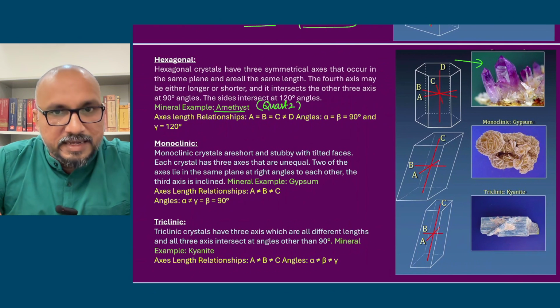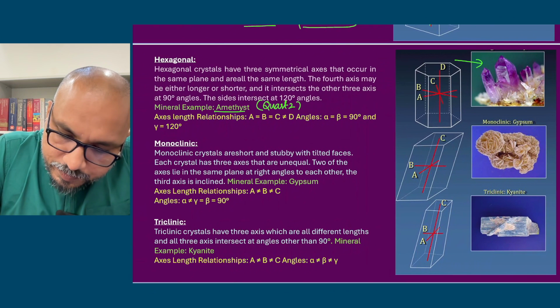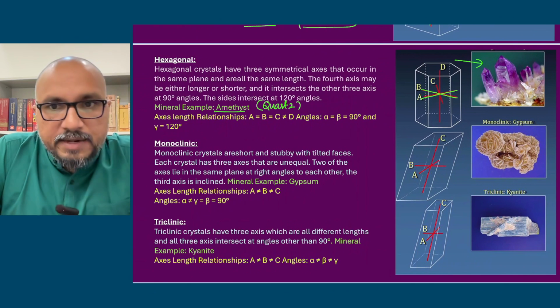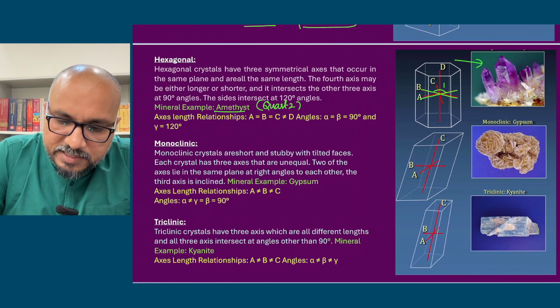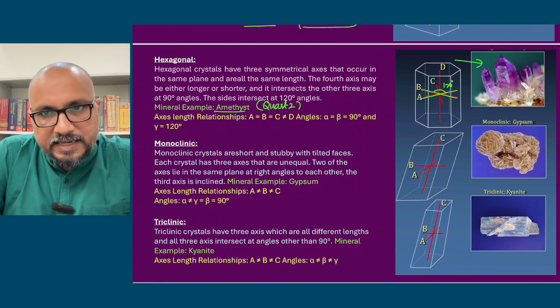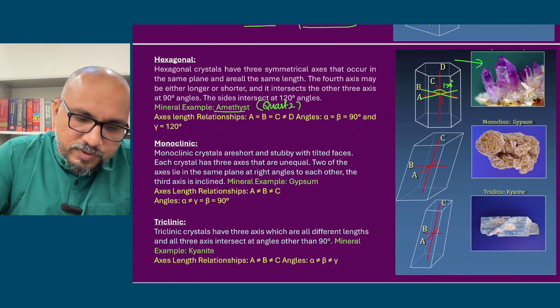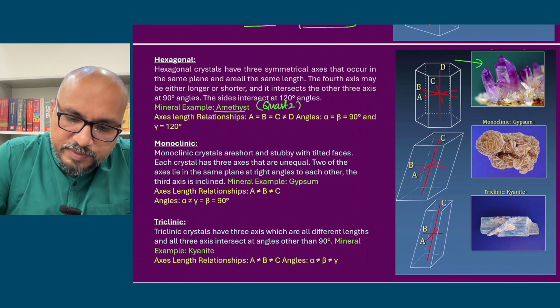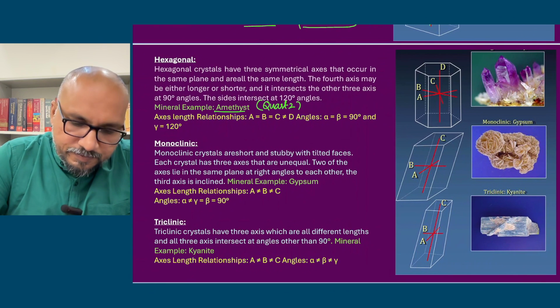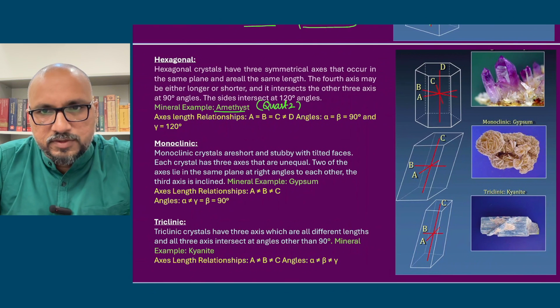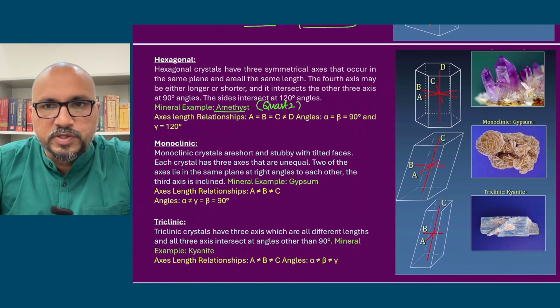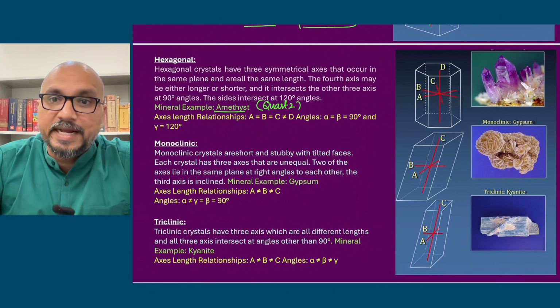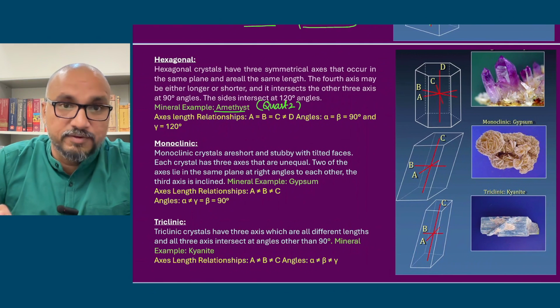Then if you take angle, so alpha is equal to beta is equal to 90 degrees, but यहाँ पे जो दो एक्सिस हैं, you see A and B एक्सिस, इनके बीच में 120 डिग्रीज का एंगल है, they have 120 degrees angle. So here alpha is equal to beta is equal to 90 degrees, but gamma is 120 degrees. So that is the relationship in hexagonal system. So यहाँ पर चार एक्सिस हैं, not three but four axis.